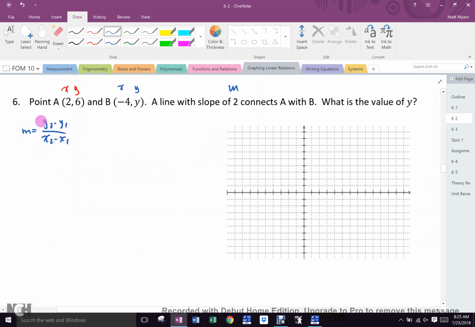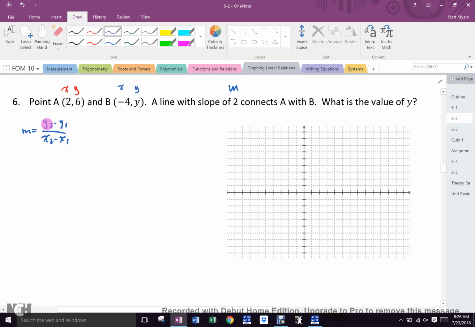Do you have everything you need to fill that in almost completely? Do you have 2 x's? Yep. Do you have 2 y's? No, I only got 1. The other one can be a variable. Do I have a slope? So all I do is algebra. Okay?